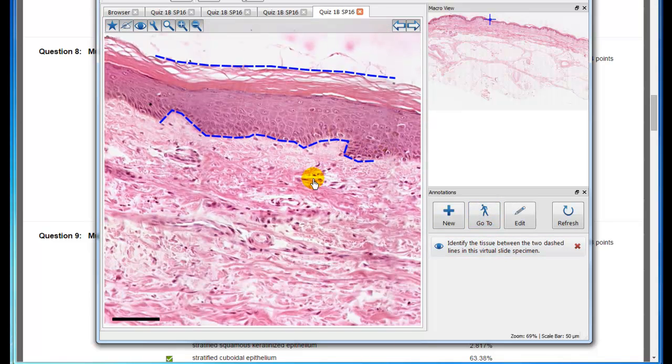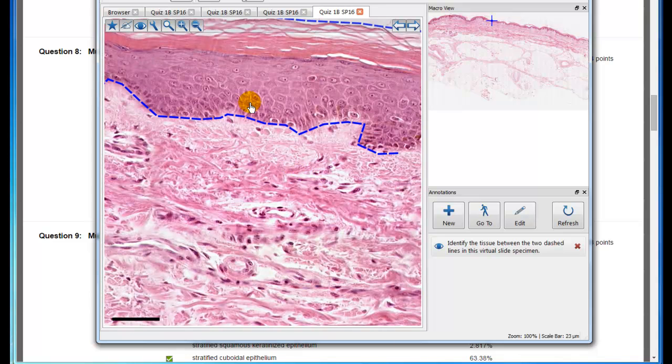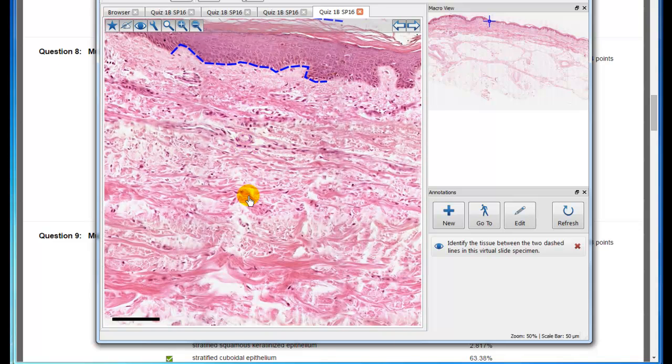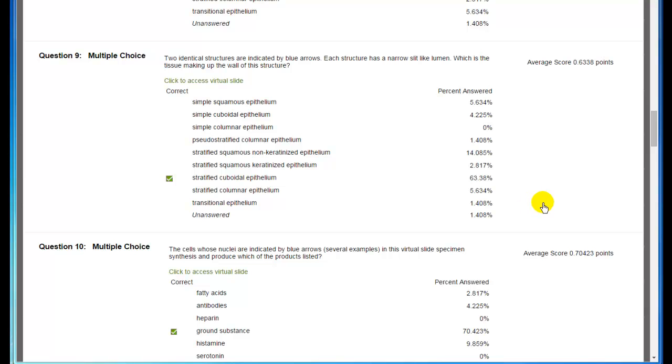And just as a way of review of the skin, this layer immediately under the epithelium, under the stratum basale, is where you can see several melanocytes, or they also could be Merkel cells here. Here is the papillary layer of the dermis. And down here where the connective tissue is thicker, this is the reticular layer of the dermis. Okay, question number 9.